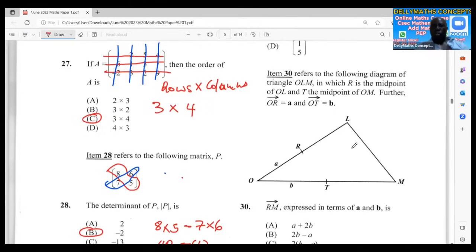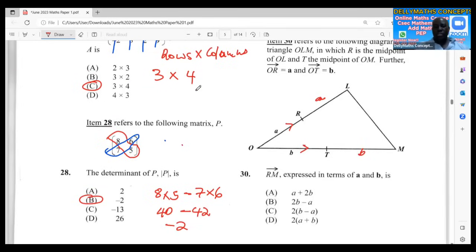All right. So item 30 is referring to that diagram with the triangle OLM. In triangle OLM, R is the midpoint of OL and T is the midpoint of OM. Further, we're told that OR, so the direction is important, is A and OT, direction is important, is B. Because R is the midpoint of OL, that means this is A. And because T is the midpoint of OM, that means this is B here.